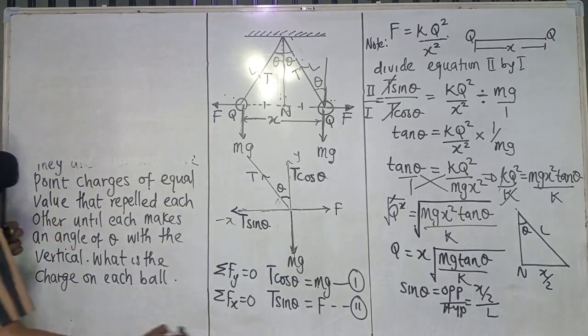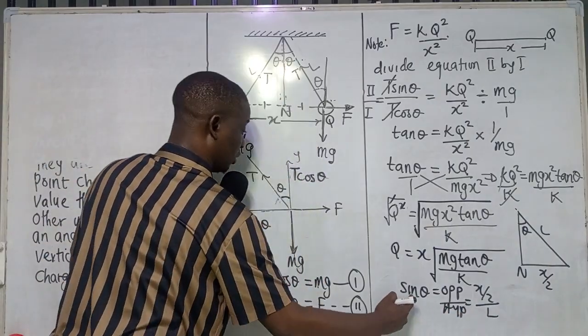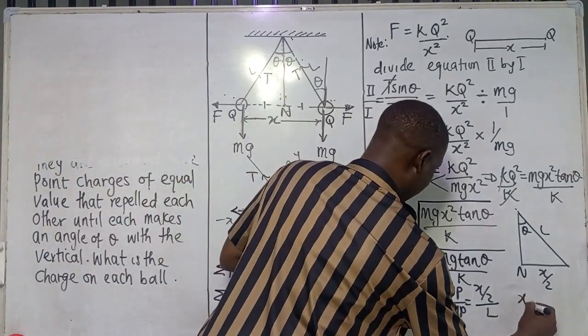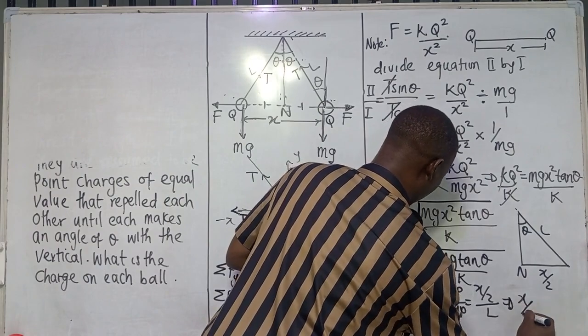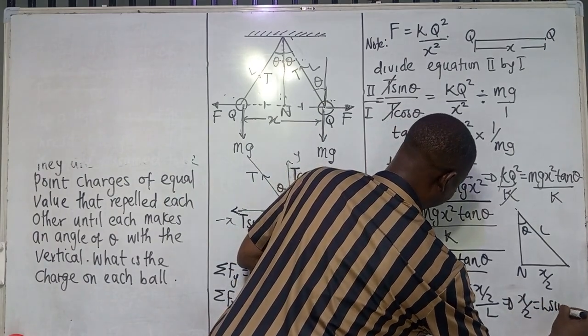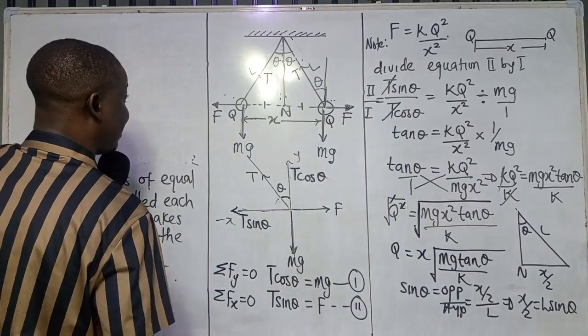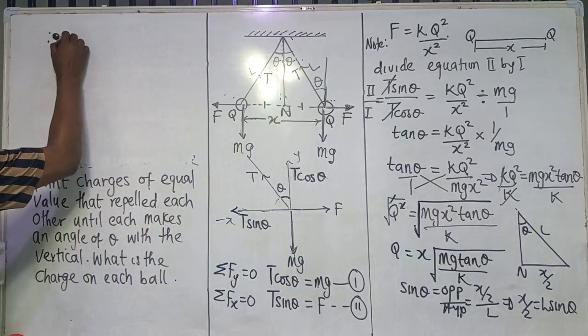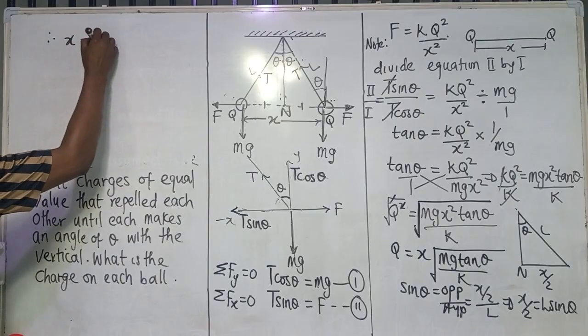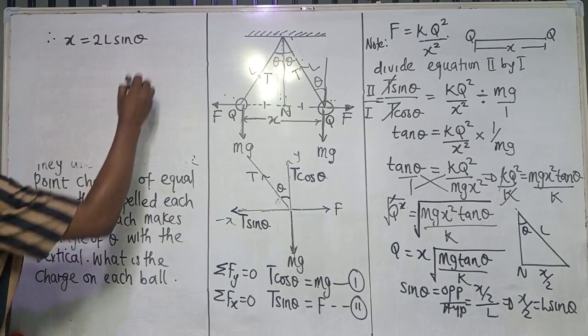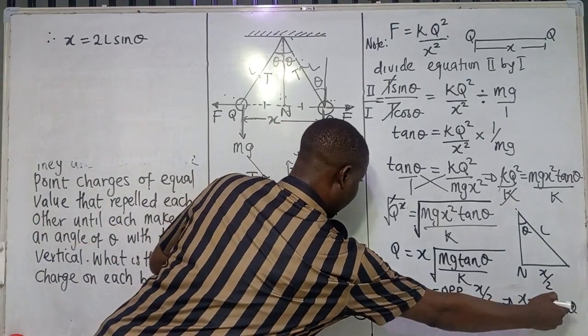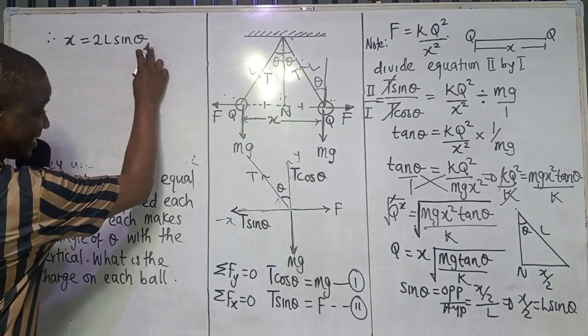By cross multiplying, this L will multiply sine theta, so I would have x over 2 equal to L sine theta. So how do we make x the subject of the formula? Therefore, x is equal to 2L sine theta, by taking 2 to the other side. So this is our x.